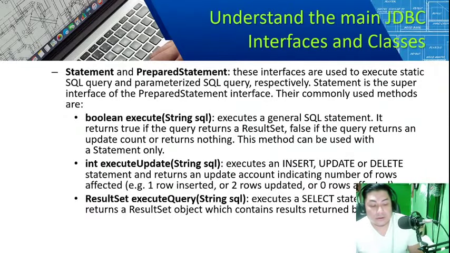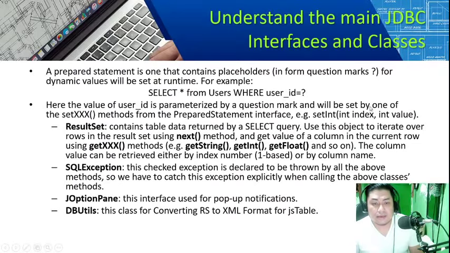For dynamic values will be set at runtime. For example, we do have select asterisk from users where user ID is equal to question mark. Okay, so later on I'll explain it further through the code. Next, here the value of the user ID is parameterized by question mark and will be set by one of the set methods from the prepared statement interface.